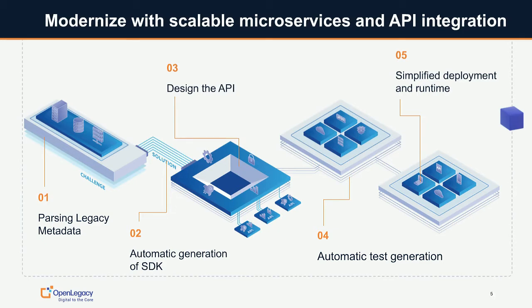We discuss parsing legacy metadata, that in this case would be Cobol copybooks that hold the right information. And then we do generation of an SDK, and I'm going to discuss what an SDK is in a couple slides. And then we actually design the API that goes in as part of that. And then we do automatic test generation, because you have to have tests and you have to be able to work with tests and things. And then you want to do simplified deployment and runtime. You really want to think about how you simplify the whole process and make everything easy to work with. And that's the basic process we talk about.